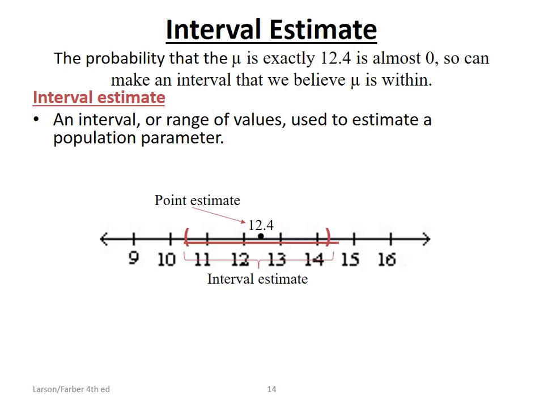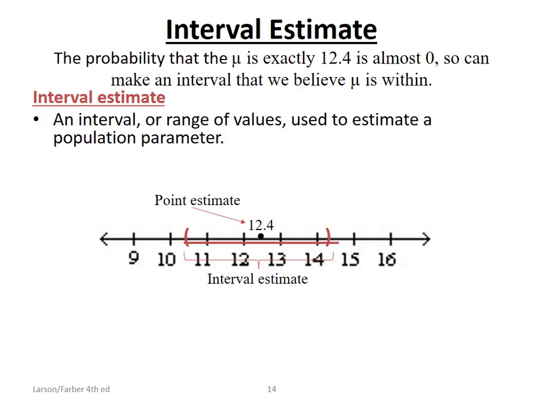So the probability that mu is exactly 12.4 on that last example is almost zero. We find our point estimate, that's the mean of the sample. It's very unlikely that the mean of the population is that exact thing. All right? But it's more likely that it's going to be within a certain range of that number that we found, our point estimate. And that's what this is doing.